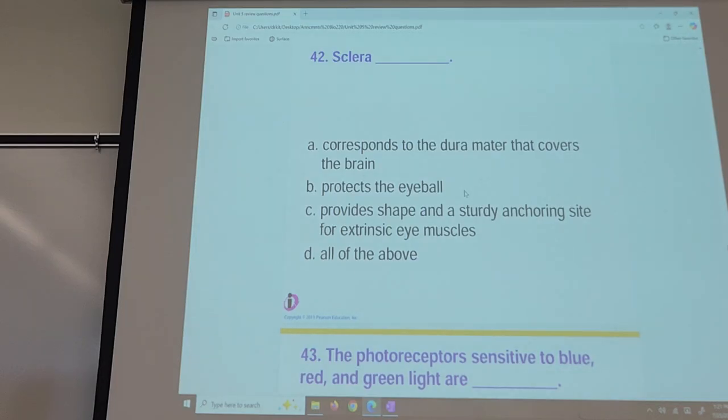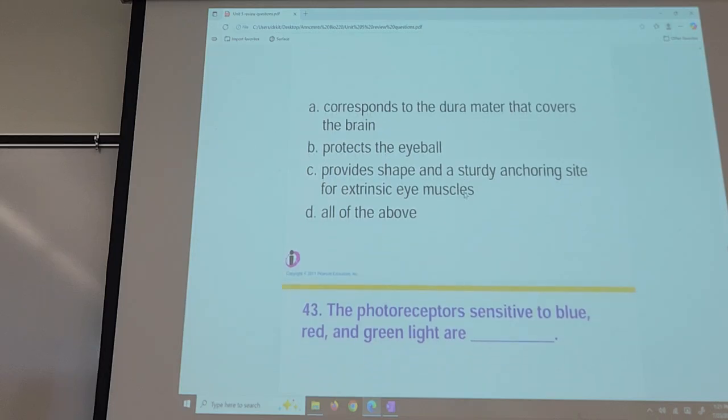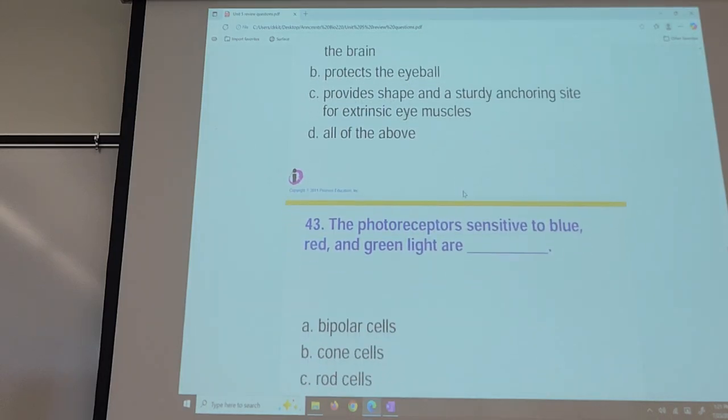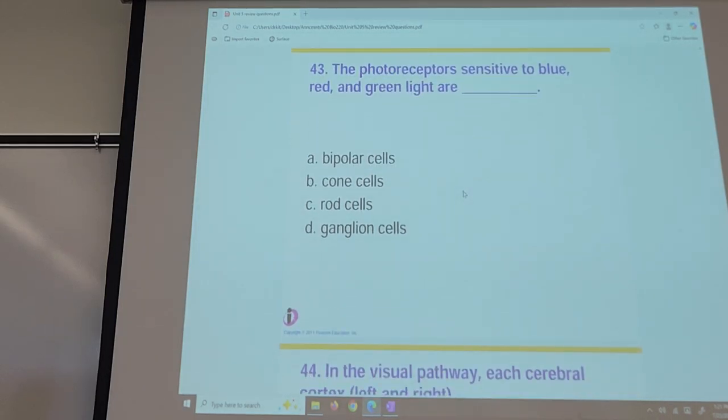The above, right? Those are all accurate statements. It's kind of crazy that it's an extension of the dura mater of your brain. So when you're looking at the whites of the eye, you're looking at brain tissue. Photoreceptor, sensitive to color. B. Cones, right? C for color. Okay.